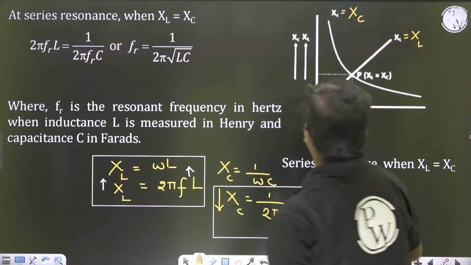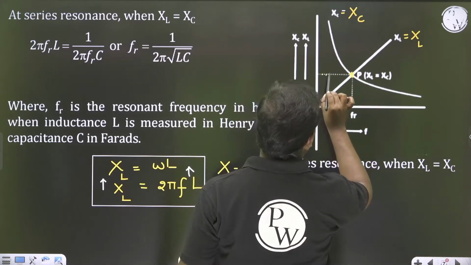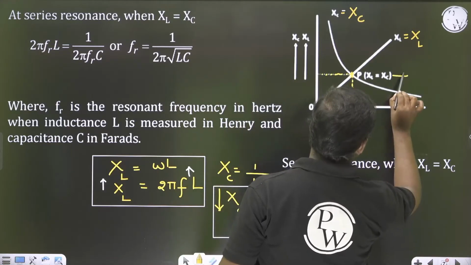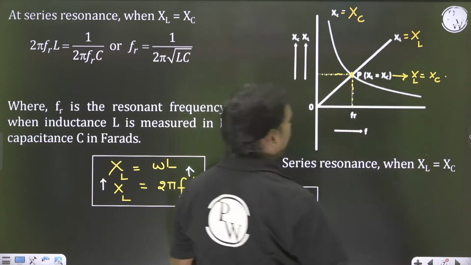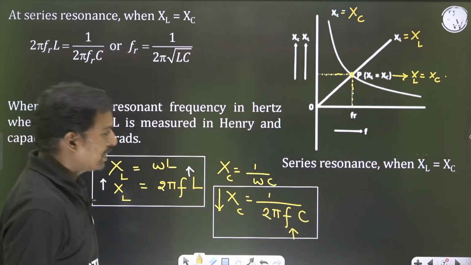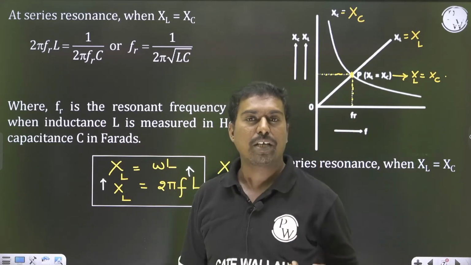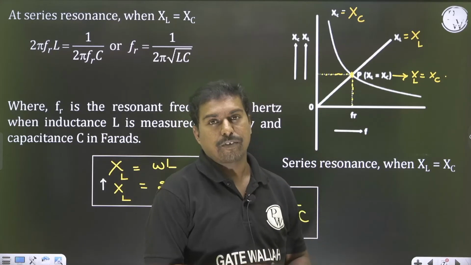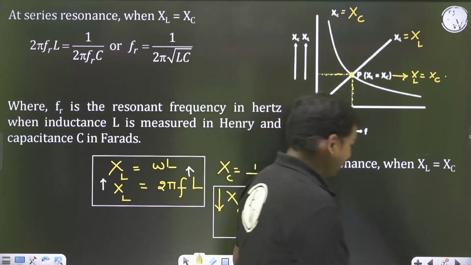So at a particular frequency called resonant frequency, XL and XC are going to cross each other. So this particular frequency, where XL is equal to XC, is called the resonant frequency. At resonant frequency, the inductive reactance and capacitive reactance both are going to be equal to each other. At that particular moment, the circuit becomes like a pure resistive circuit, my dear.